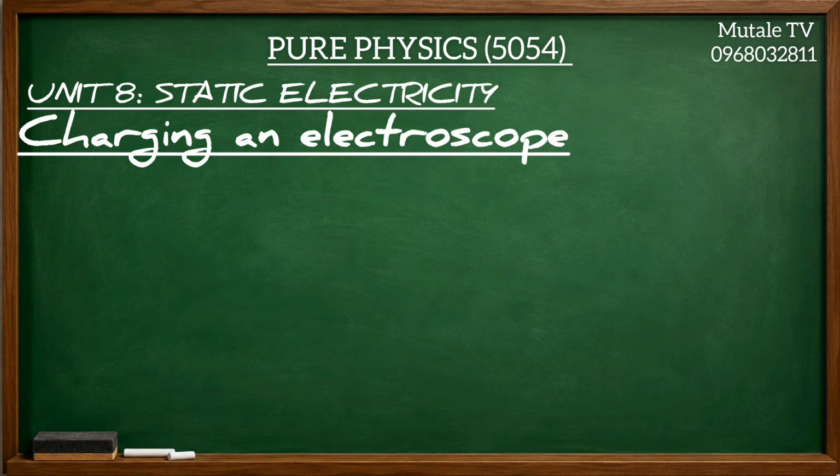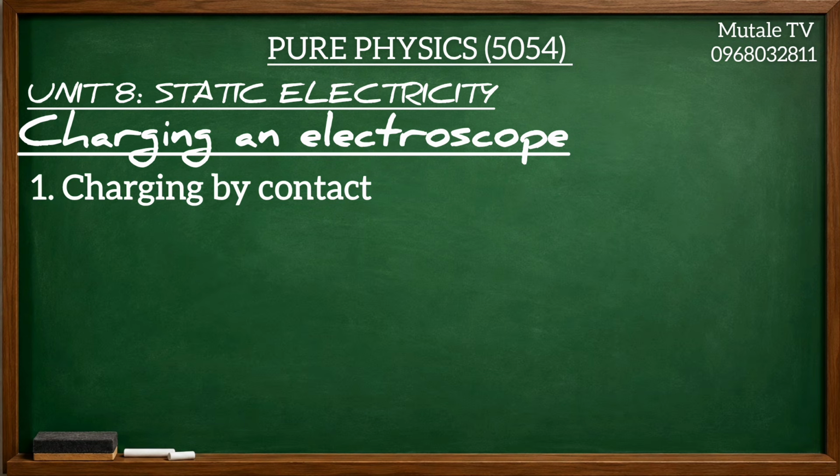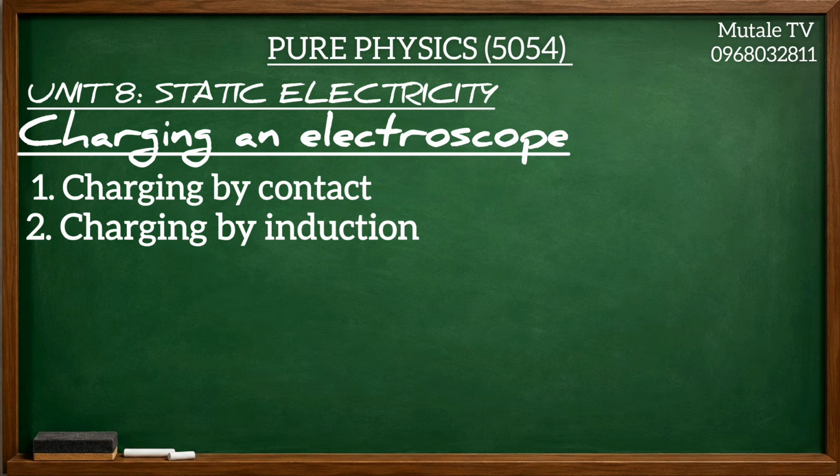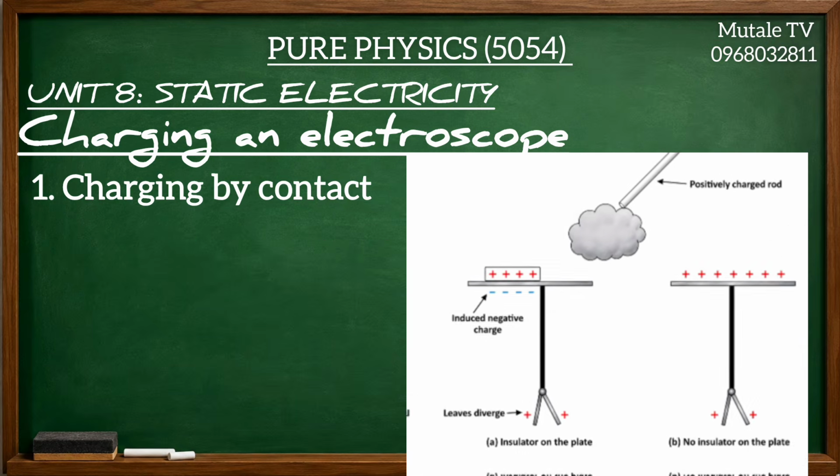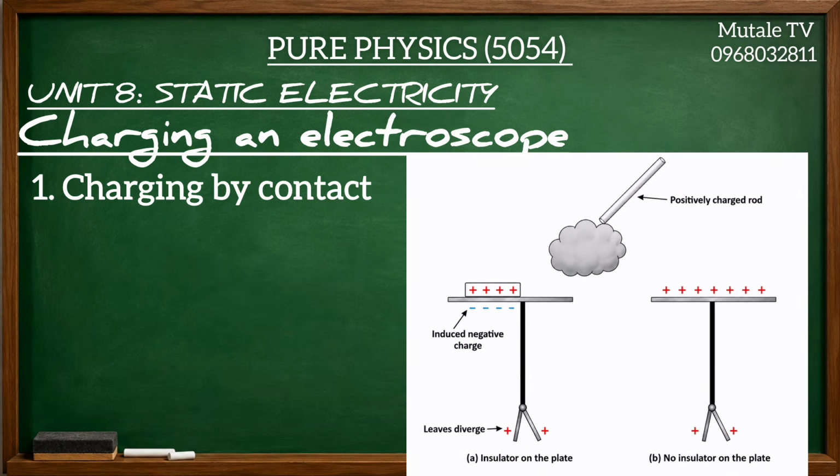There are two methods we should know here. Number one is what we call charging by contact, and number two is charging by induction. Let's start with charging by contact. When a glass rod is rubbed with fur, it acquires positive charges.